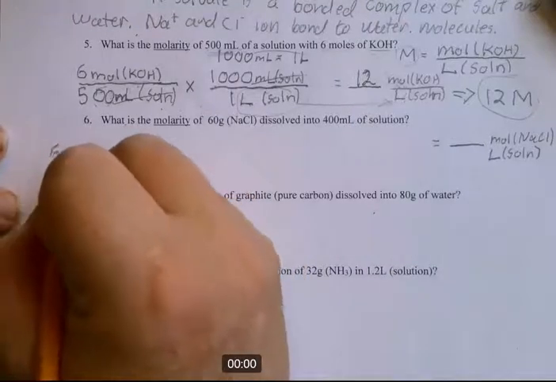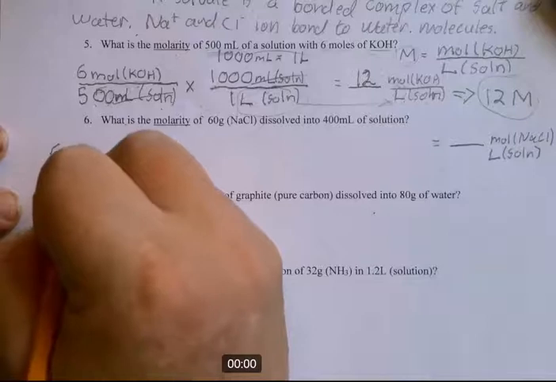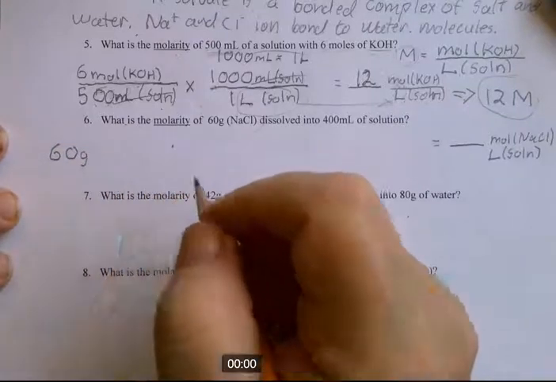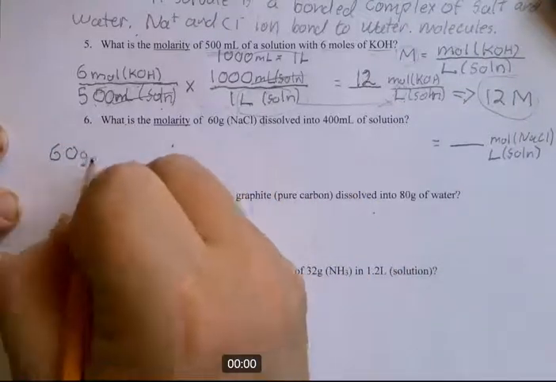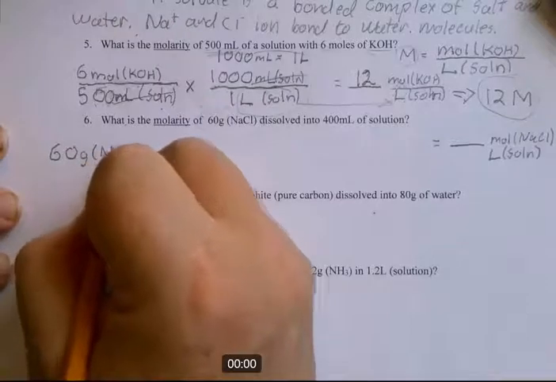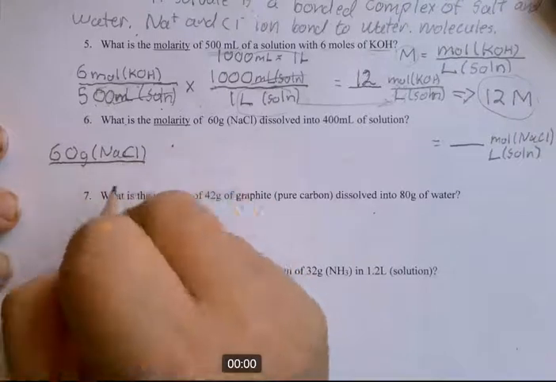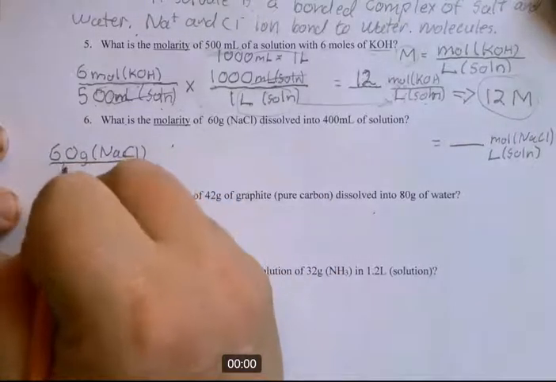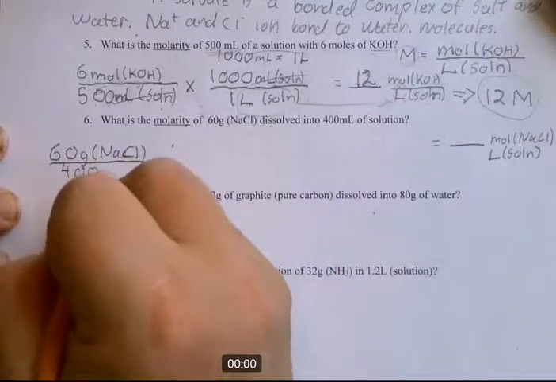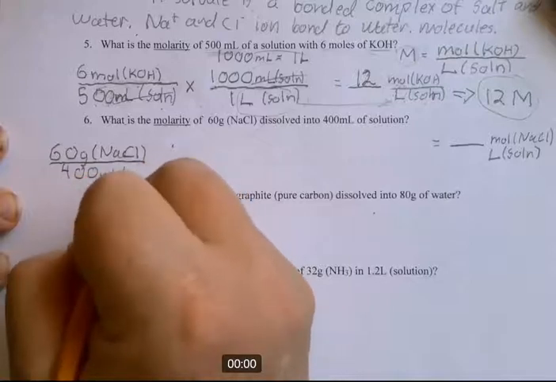So we're going to need to do another conversion. 60 grams of NaCl per 400 milliliters of solution.